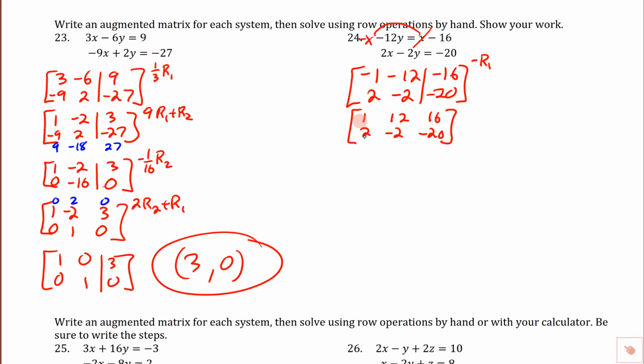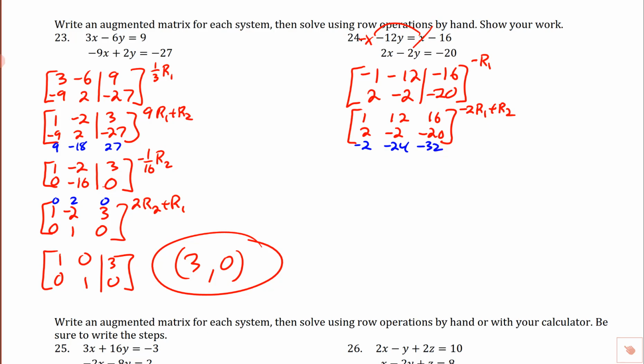Now we want to use that 1 to make that a 0. So again, we ask, what do we need to add to 2 to make it a 0? That would be a negative 2. And we're going to use this 1 to make a negative 2. So we're going to do negative 2 times row 1, and we're going to add it to row 2. Again, I'll show a little bit of work here. So this is negative 2, this is negative 24, and this is negative 32. I think that's what we've got there.